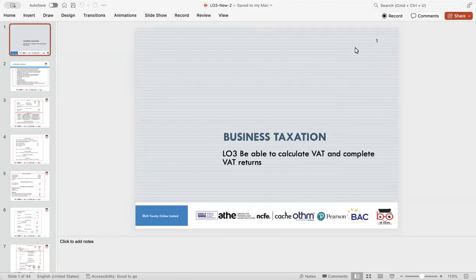Our today's session is the third series of business taxation, which is to be able to calculate VAT and complete VAT returns.